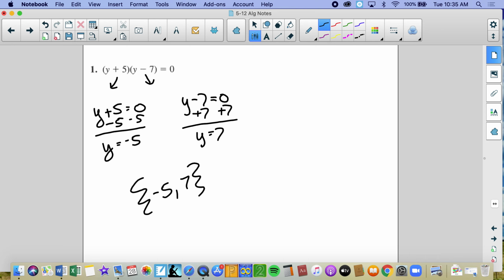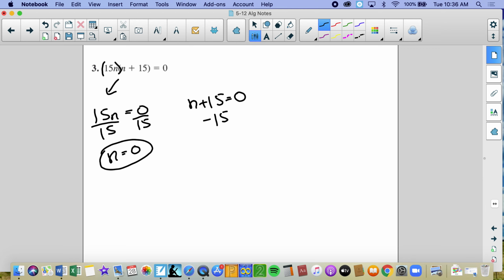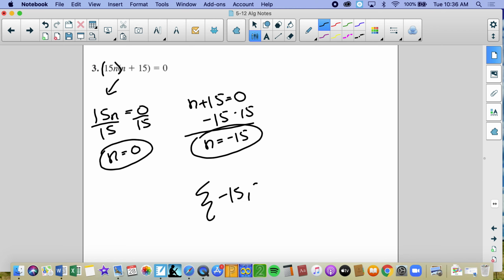Well, this is easy because they gave us a product. Let's look at another example. This is still a product. Notice that this is still times those things. So we're going to separate each one and set it equal to 0. So how do I isolate n? We're going to divide it by 15. n equals 0. And then we're going to subtract 15, and we get n equals negative 15. So my solutions, always in numerical order, are going to be negative 15 and 0.